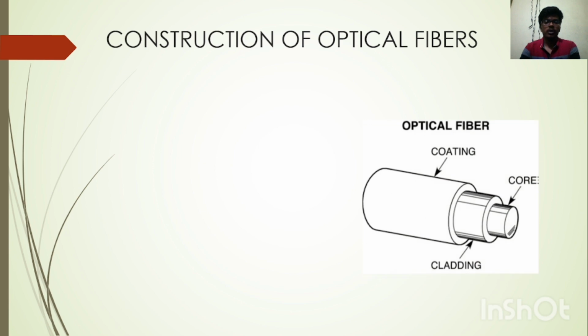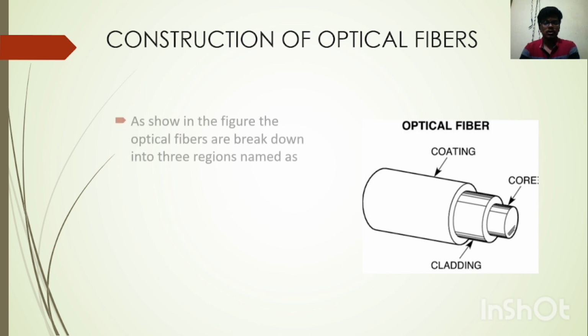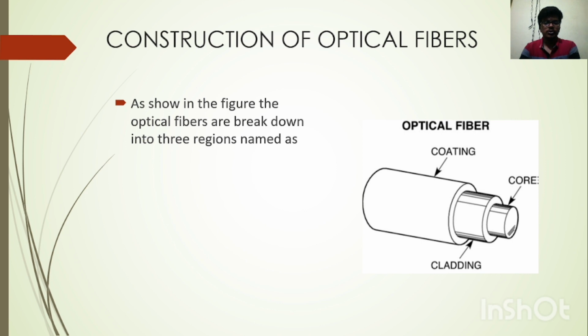Now let's go to construction of optical fibers. Optical fiber consists of three parts, mainly the core, then comes the cladding and coating or sheath. As shown in the figure, the optical fiber is broken down into three regions named as core, cladding, and coating. Let's go into detailed information about the three.